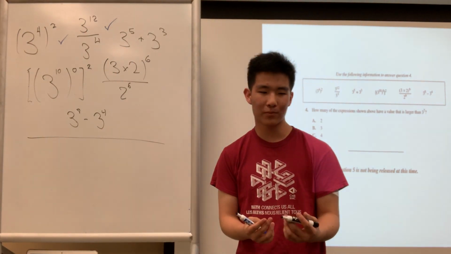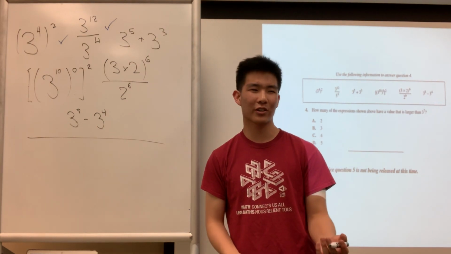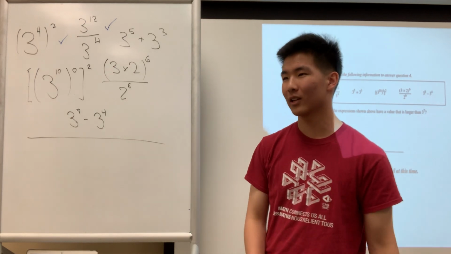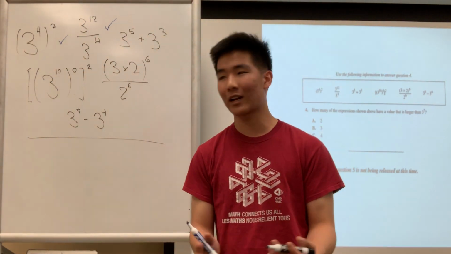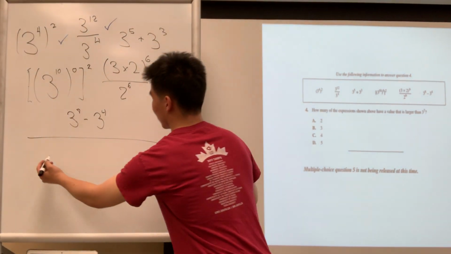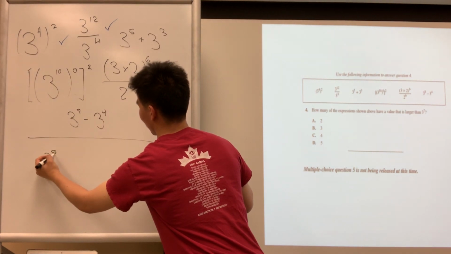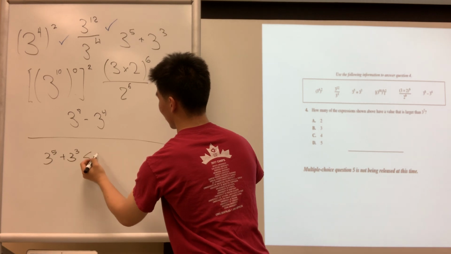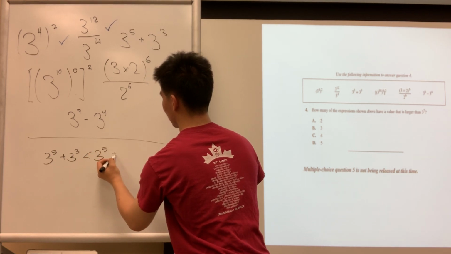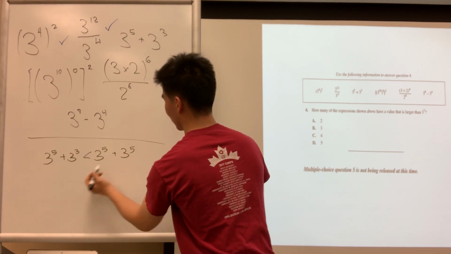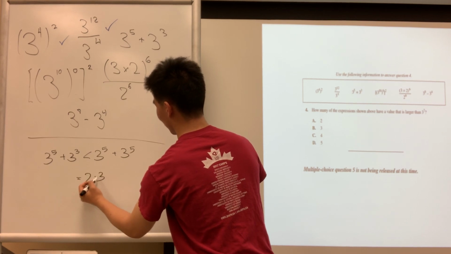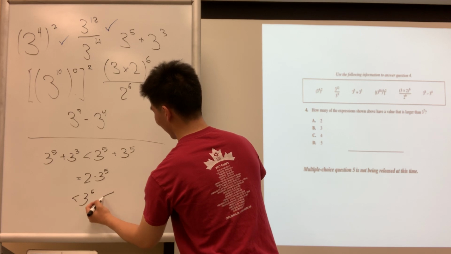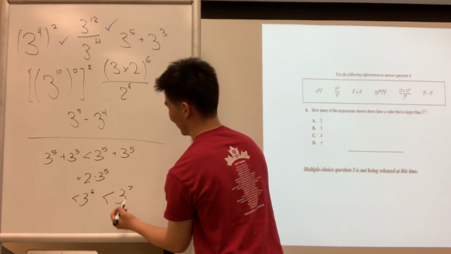You could also just solve it by punching it into your calculator. That's a perfectly valid way of solving it, and it's likely faster, but this is just the way I'm going to do it if you didn't have a calculator. So I say something like 3 to the power of 5 plus 3 to the power of 3 is less than 3 to the power of 5 plus 3 to the power of 5, which is equal to 2 times 3 to the power of 5, which is less than 3 to the power of 6, which is less than 3 to the power of 7.